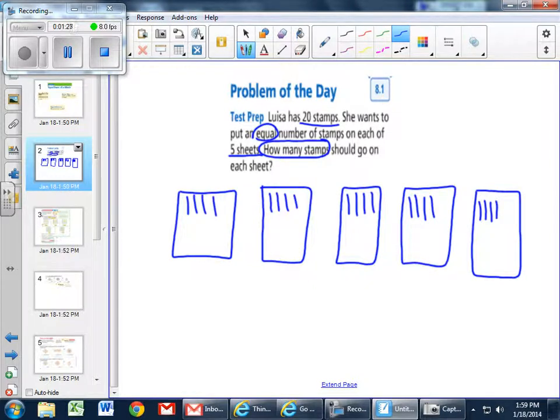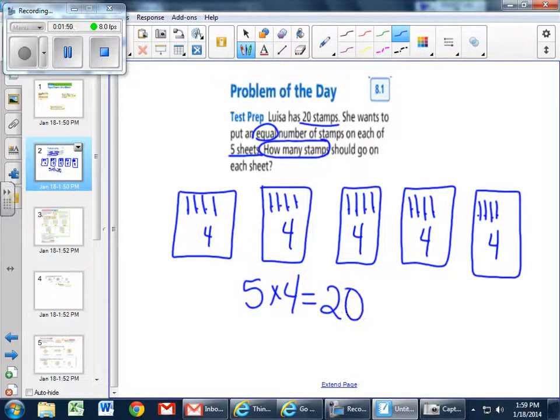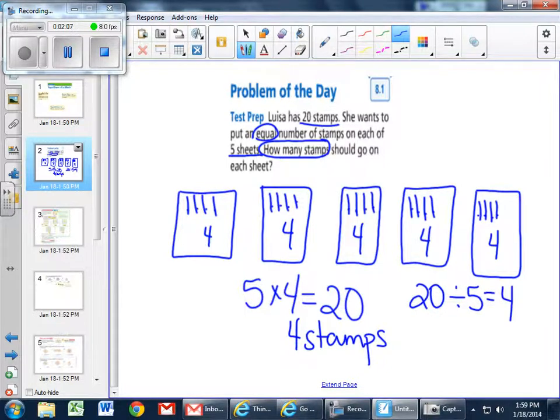Okay, we want to make sure that we really have equal numbers, so we're going to count into each box. 1, 2, 3, 4. So I have 5 pages. Each has 4 stamps on each sheet, equaling a total of 20 stamps. So how many stamps should go on each sheet? 4 stamps. We had 20 stamps divided by 5 sheets, gave us 4 on each sheet.